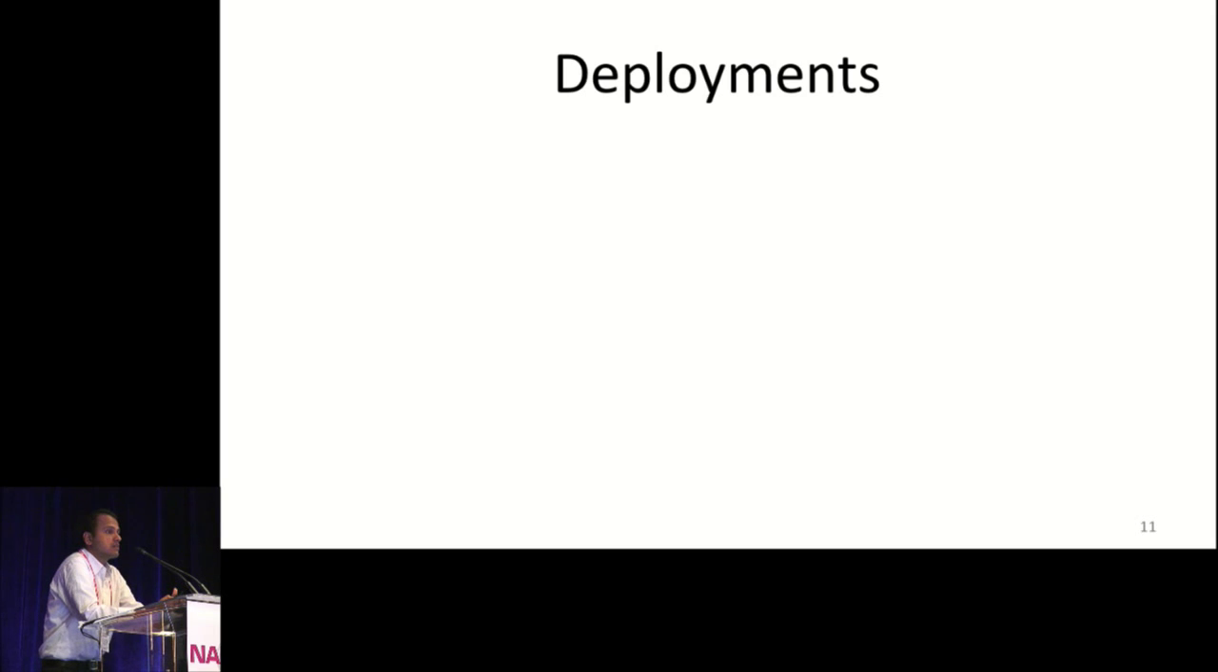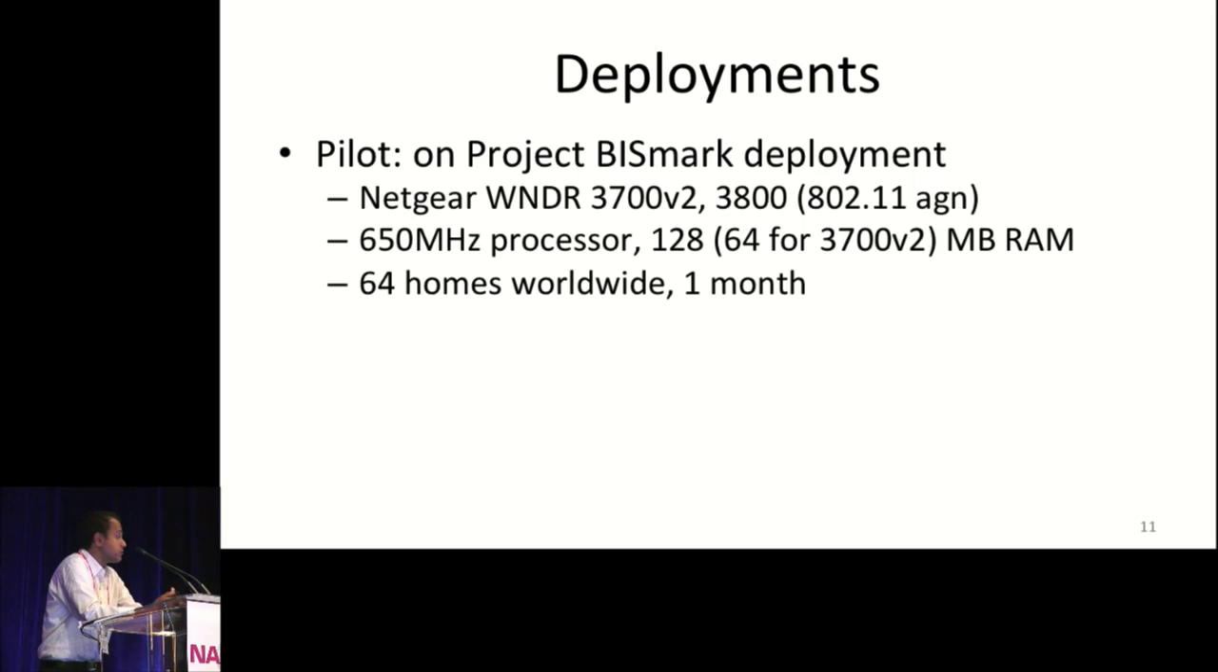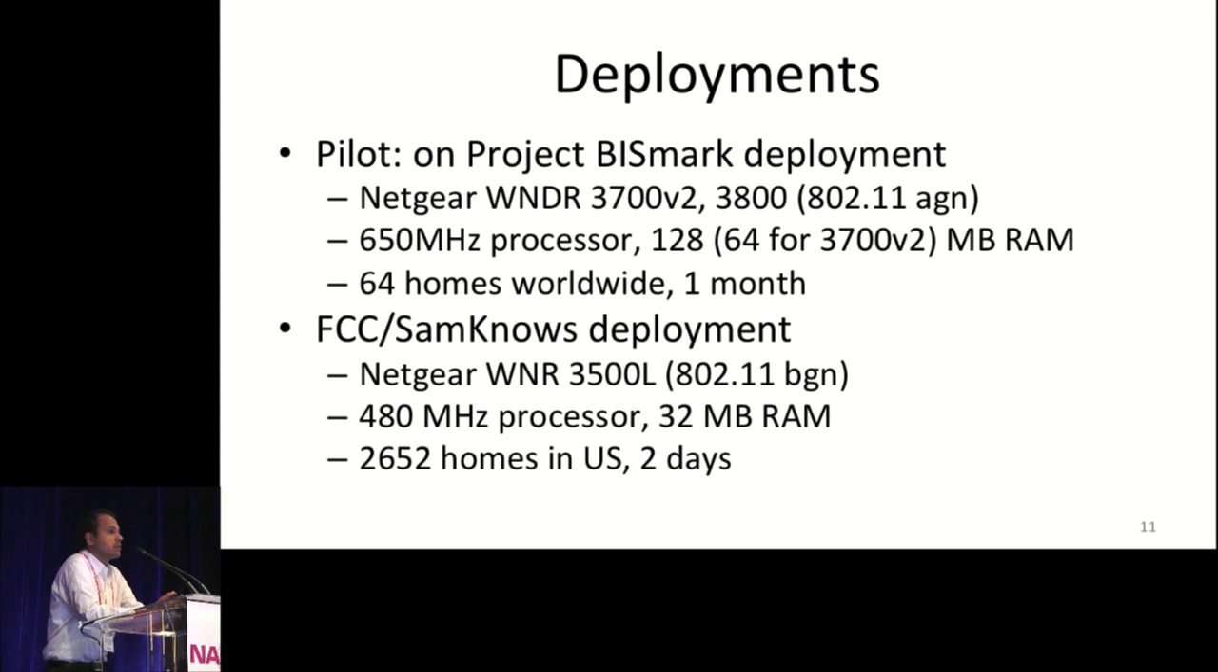So we deployed this in 2 different deployments. The first pilot deployment was done on the Project BISmark deployment, where we used the Netgear WNDR3800 mostly, a device with a reasonable CPU and a reasonable amount of storage to work with. We deployed this in about 64 homes worldwide for a period of 1 month. More recently, we deployed this in the FCC SamKnows MBA deployment, where they have a slightly weaker device, an older Netgear with a less powerful CPU and less storage, but we got way more footprint. We got about 2,600 homes in the US across 2 days.